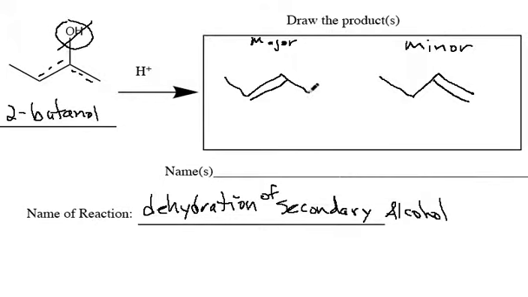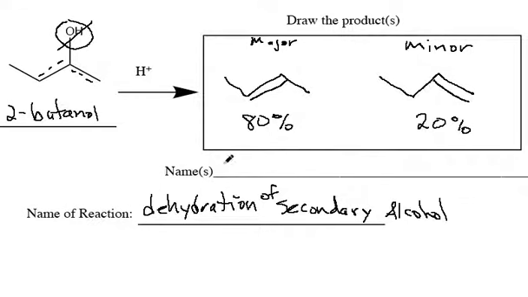What we see is a carbon attached to the double bond and a carbon attached to the double bond. So this would be the major product. In this case, there's only one carbon attached to the double bond, so this is the minor product. The major product is about 80% of the product, and the minor product is about 20% of the product.